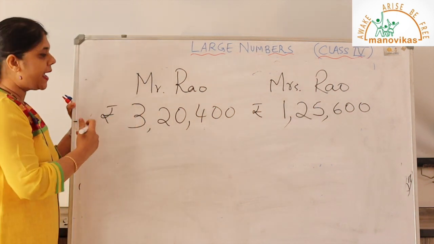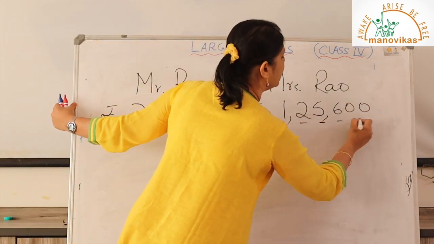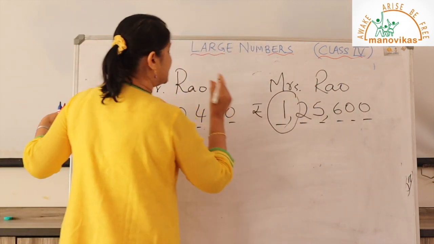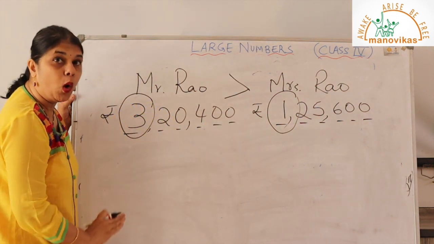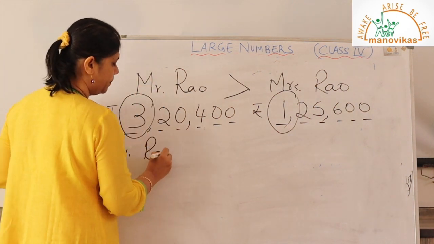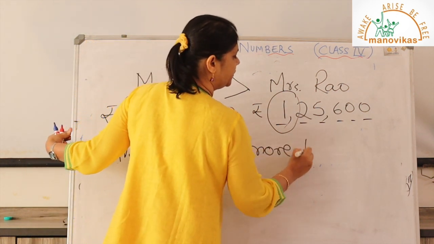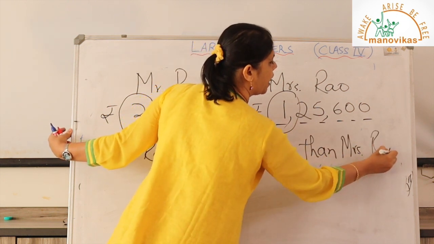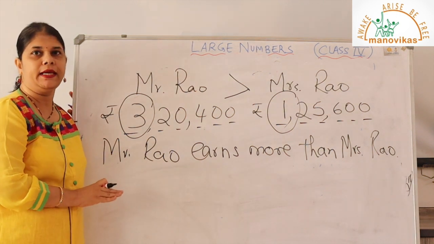Now, if you compare, first there are 6 digits in both the numbers. So, you will look at the leftmost digit here. Since 3 is greater, Mr. Rao's salary will be more than Mrs. Rao's. So, Mr. Rao earns more than Mrs. Rao. This is how you have to apply it in your daily life application.